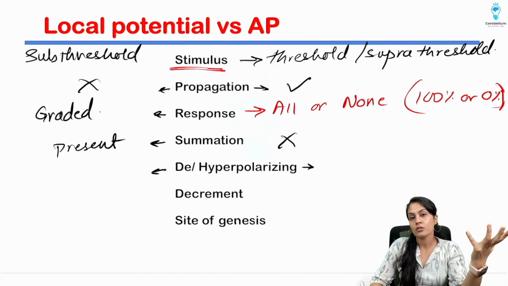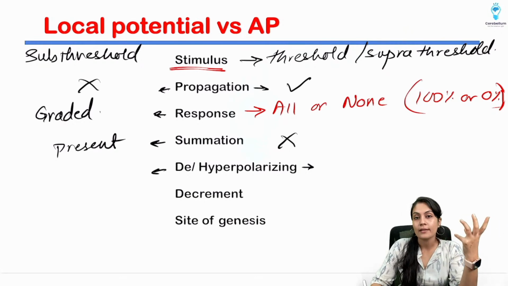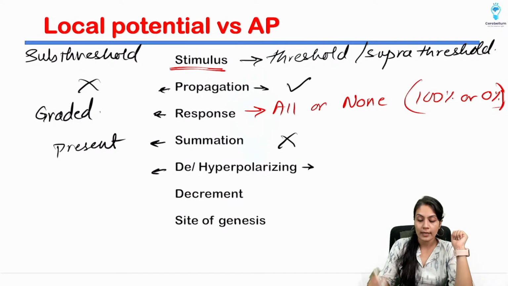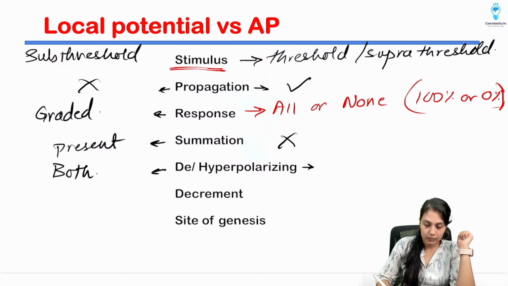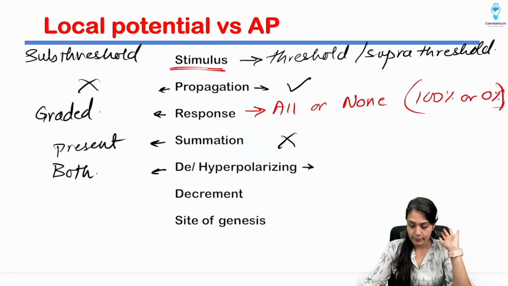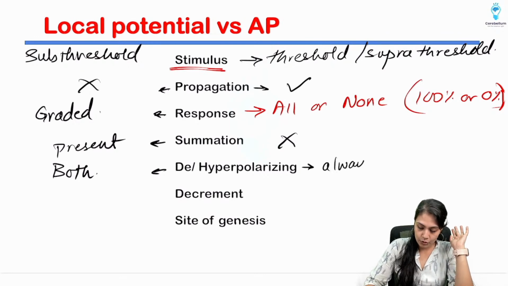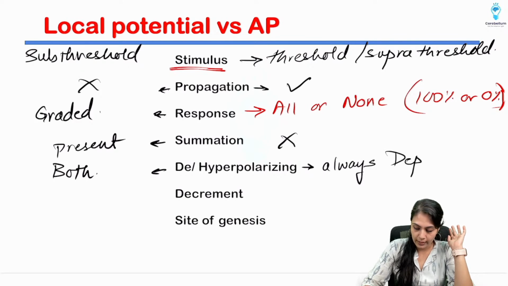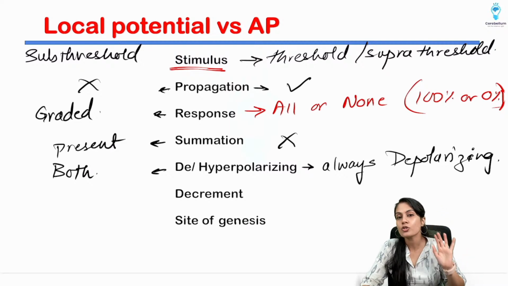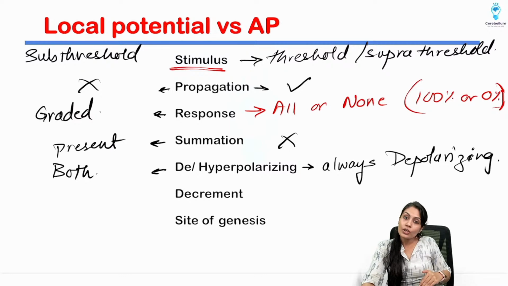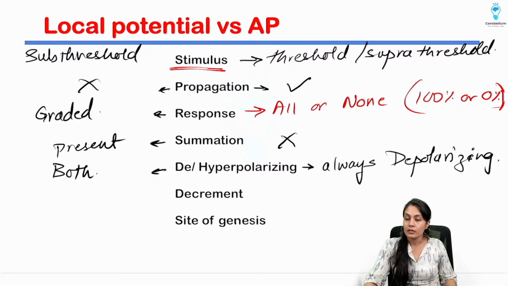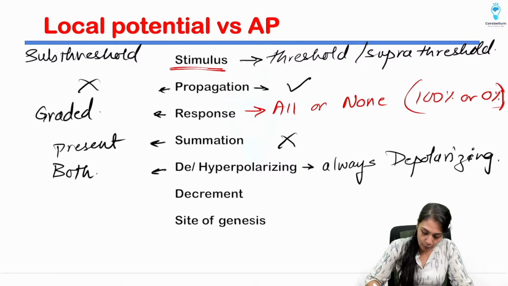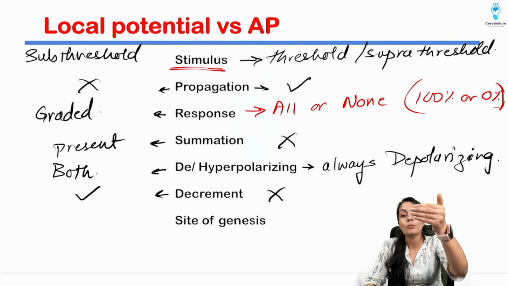What about the stimulus, or you can say the potential that is going to be produced, depolarizing or hyperpolarizing? Both types will be seen in the graded potential. Just now we saw in the example. But remember, in the case of action potential, it is always going to be depolarizing. If you are giving a hyperpolarizing stimulus, the excitability will reduce. It won't increase. It won't give you any response. What about the decay or decrement? It is going to be seen in this case and not in the action potential. Action potential will propagate until it reaches the axon terminal.